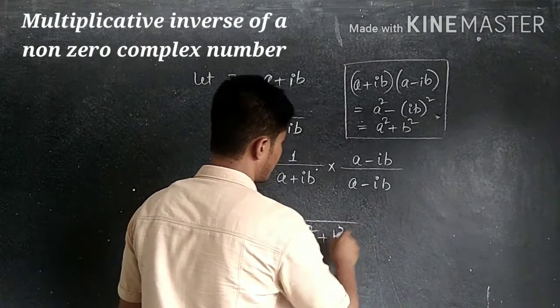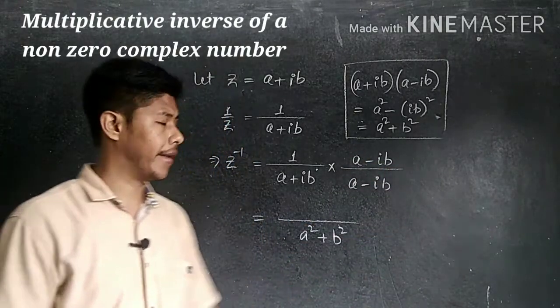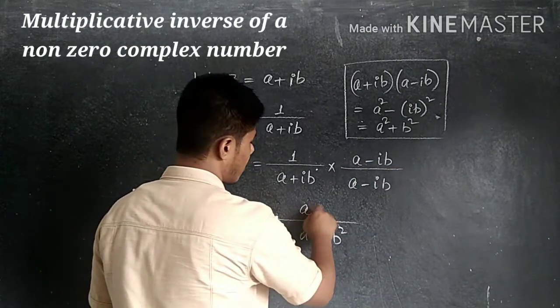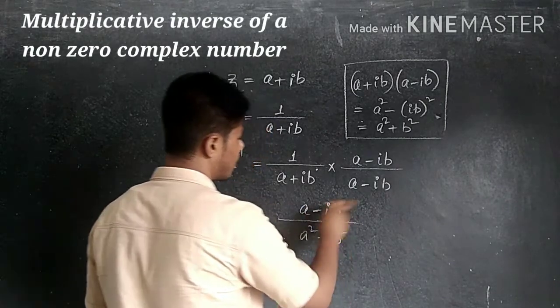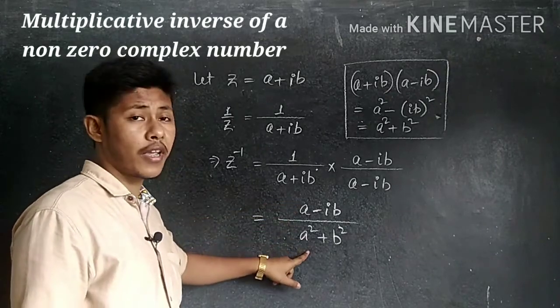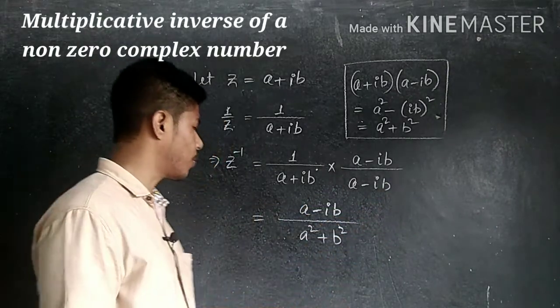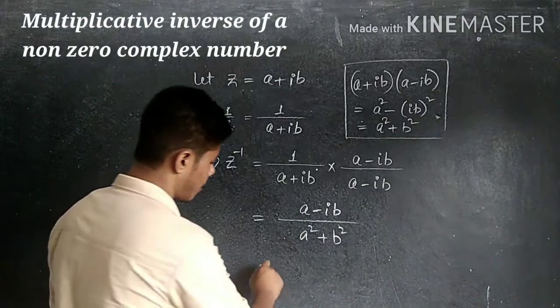For a complex number it is plus, and for a real number it is minus. So that means here we write a minus ib. So now we can easily separate this into two parts. The first part we write as a divided by a square plus b square, minus i into b divided by a square plus b square. So in this way we can separate this into two parts.